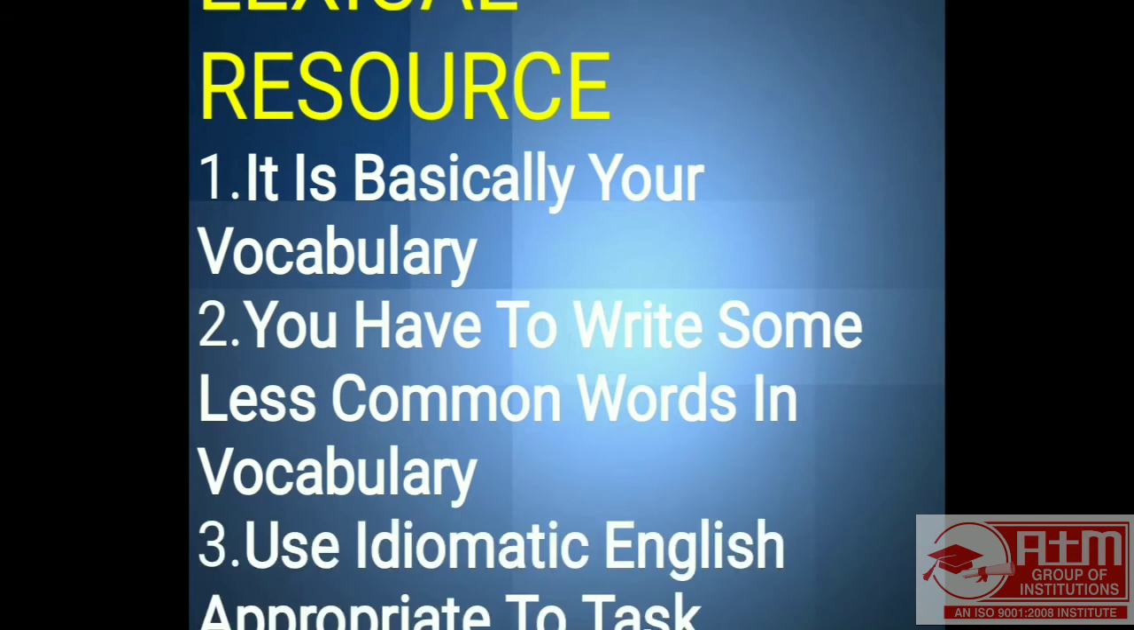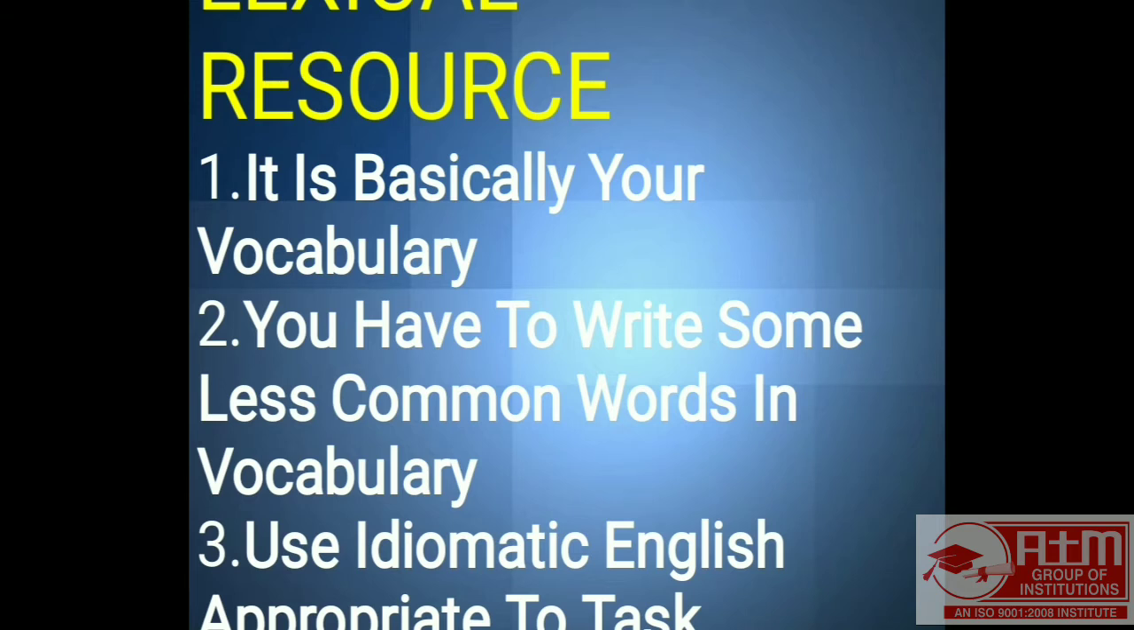Okay. The next thing, use idiomatic English appropriate to the task. According to the task, you have to write. If your essay is about education, you must be prepared according to the education vocabulary. You must be prepared with the basic vocabulary which can be written in any essay on an education topic.